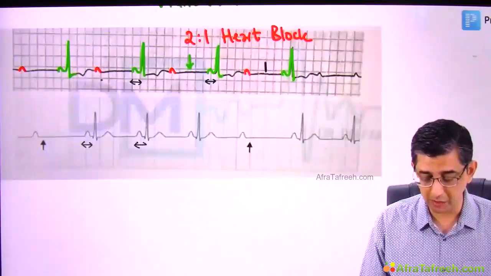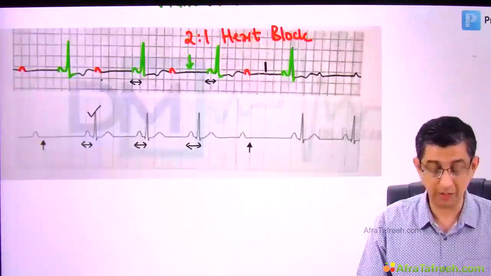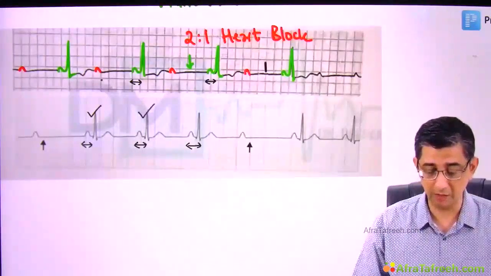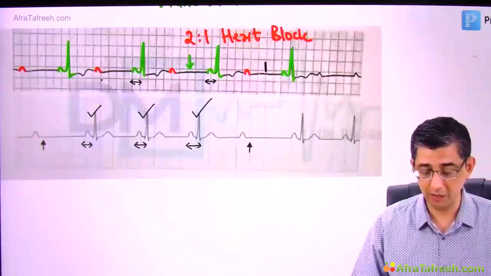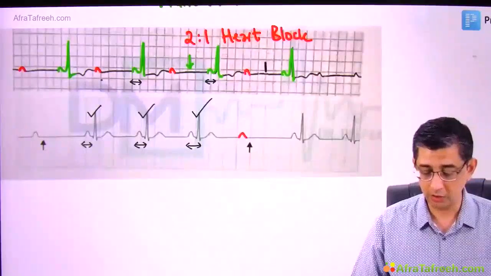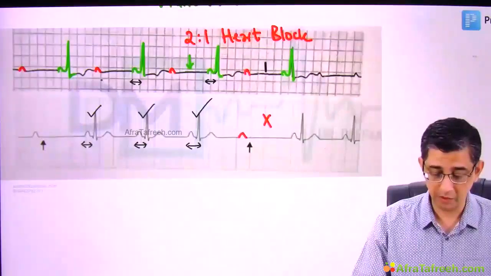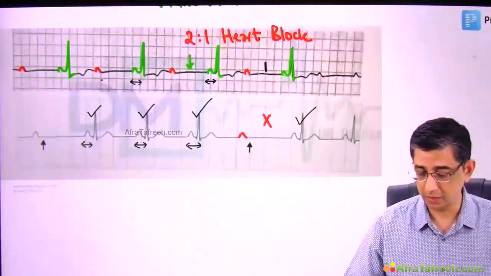Here the PR interval is constant, you can see it multiple times. So I am saying conducted, mark my words there: conducted wave, conducted wave, conducted wave. Then there is a P wave which is occurring, in this case the one I marked in red, and this is not conducted, which is why there was a missed beat. Again, I'm highlighting that there are a couple of waves which are going to be conducted.